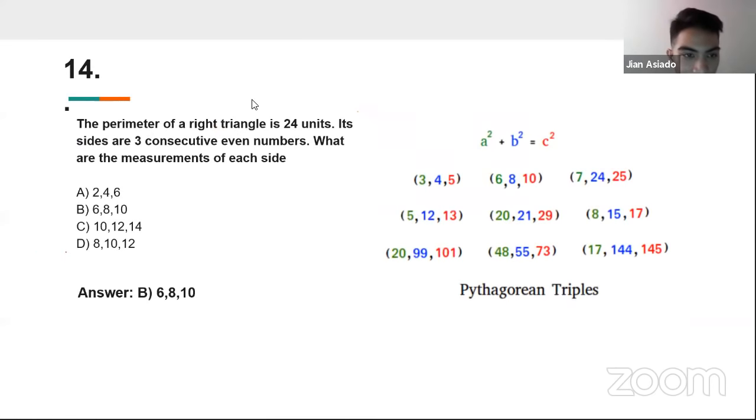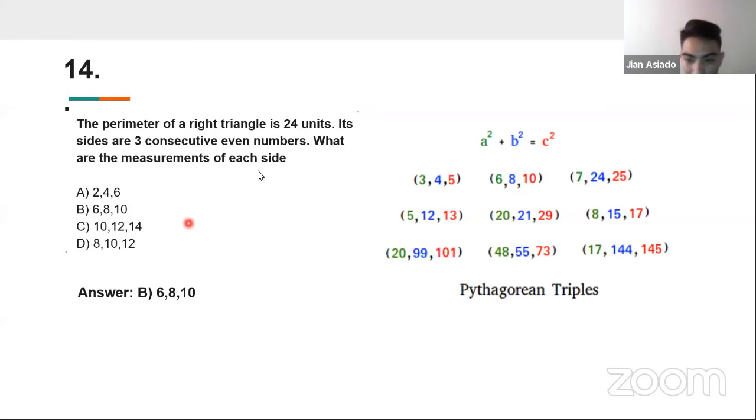Okay, number 14, perimeter of a right triangle is 24 units. Its three sides are consecutive even numbers. What are the measurements of this side? Madali lang din to. Kasi 24 units daw yung perimeter. So, kung pag-add mo lang yung mga numbers, dapat equal siya sa 24. So, just with that condition, pwede mo na masabi na si B yung tama kasi si B lang yung nag-a-abide dun sa condition na 24 units, yung perimeter.